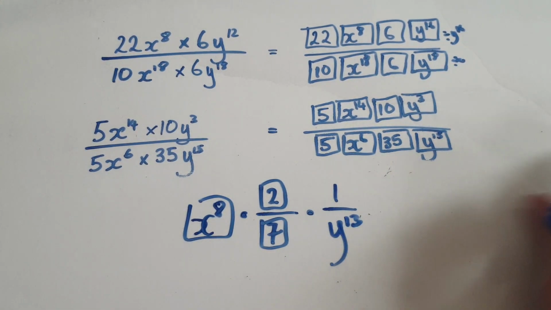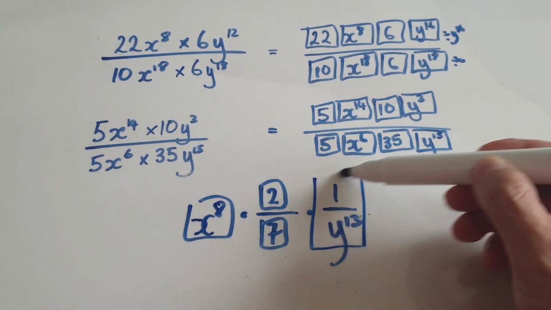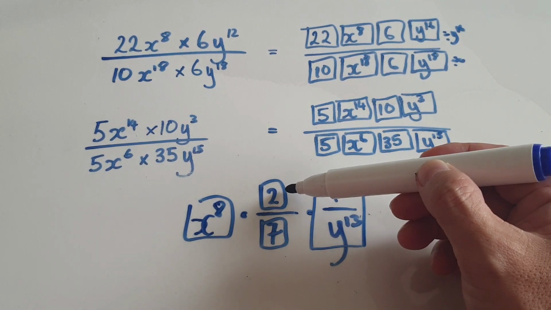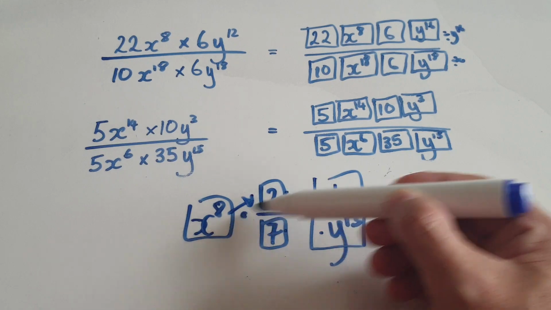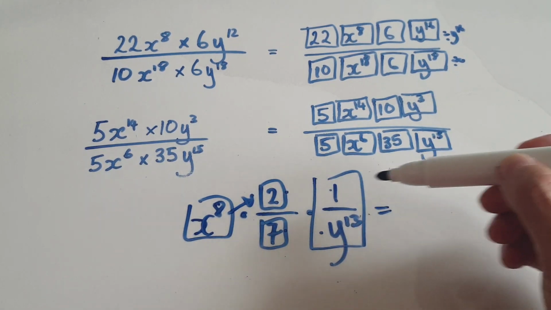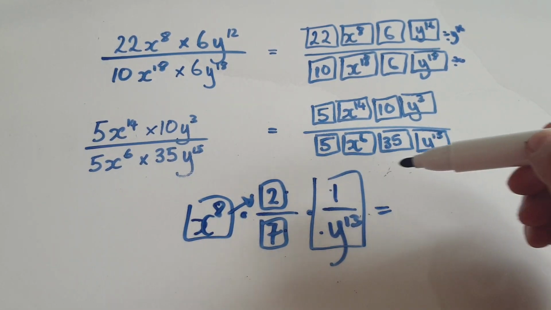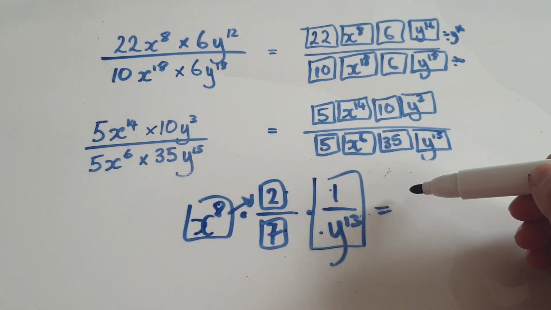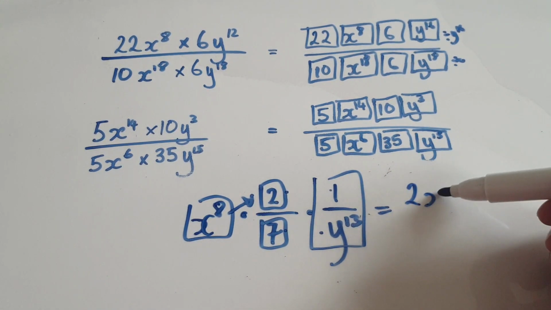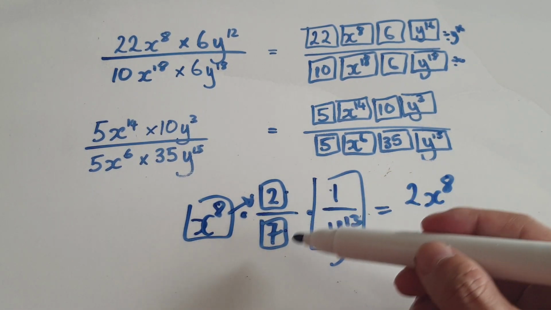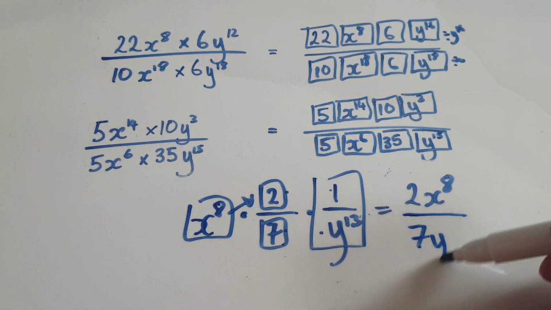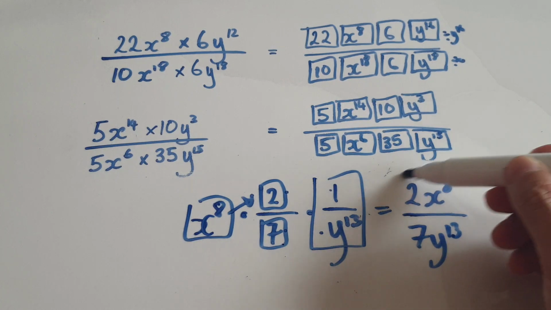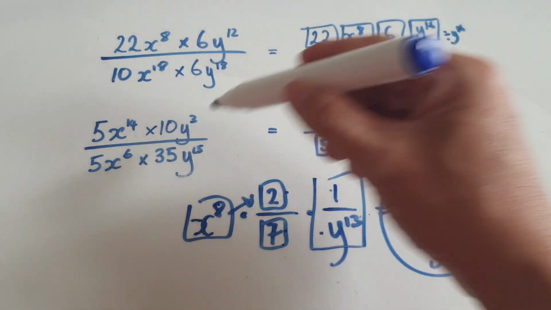So now it's just a matter of tidying this up. You've got two fractions here, top times top, bottom times bottom, and this one gets multiplied to the top because you're multiplying a fraction. So this times this will be 2 times x to the power of 8, so that will be 2x to the power of 8. And then bottom times bottom, that would be 7y to the power of 13. So this is your final answer for this, okay?